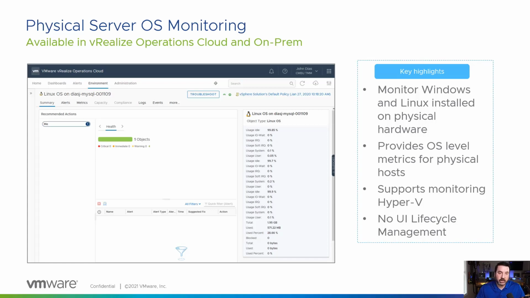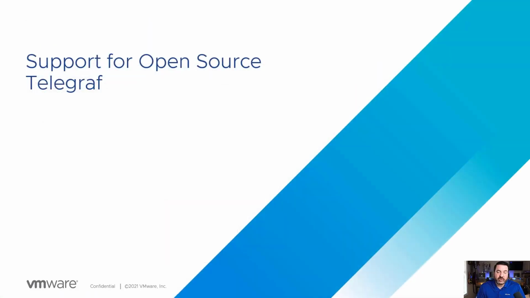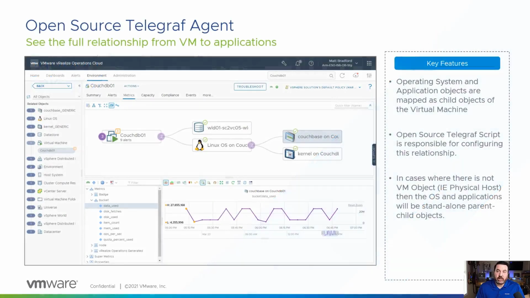But again, for other applications, we need to look at other approaches such as the open source Telegraf Agent, for example. And speaking of the open source Telegraf Agent, let's get into that right now. Once the open source Telegraf Agent is installed on your virtual machines, it looks just like the vRealize Operations Telegraf Agent. We've got the virtual machine, we've got the OS, which is a child of the VM, and then of course we have the applications, which are child objects of the OS.